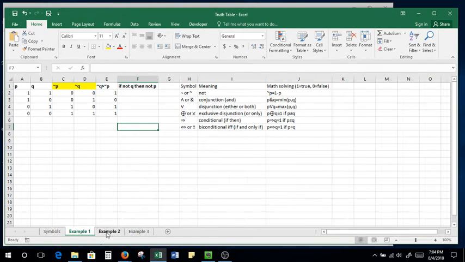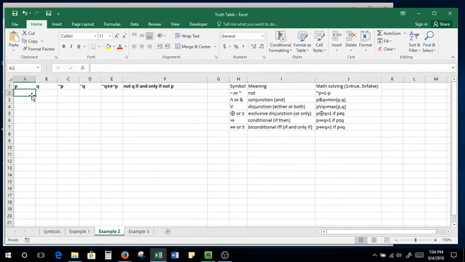Alright, so moving on to example 2 then. Again, these are all calculated values, so we're not going to include them in our formula to solve for how many rows. We're going to get 2 to the n, so that'd be 2 to the 2, which is 4. So 1, 1, 0, 0. Alternate ones and zeros. Calculate not P and not Q off of P and Q.